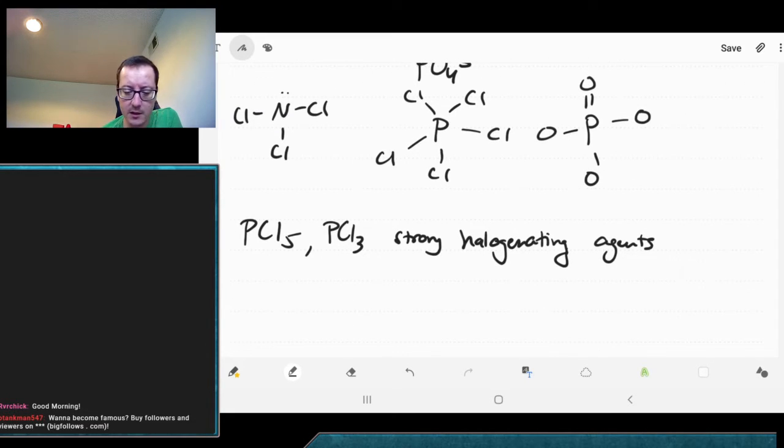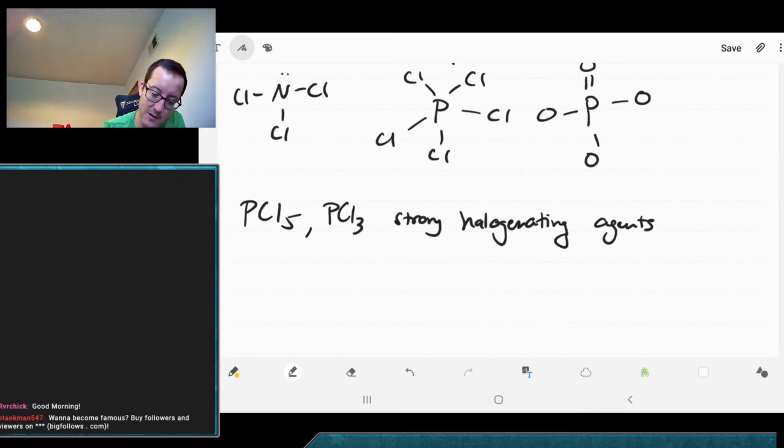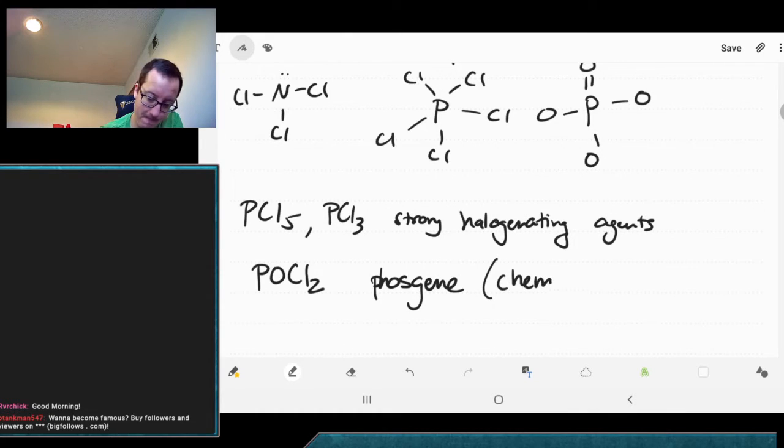They're pretty good at throwing chlorines, or if you have PBr5 instead, throwing bromines onto things. So as a result, they're pretty toxic to us as well because we don't want to have random halogens on our molecules to make them more reactive. We have phosgene here, which is a chemical weapon.